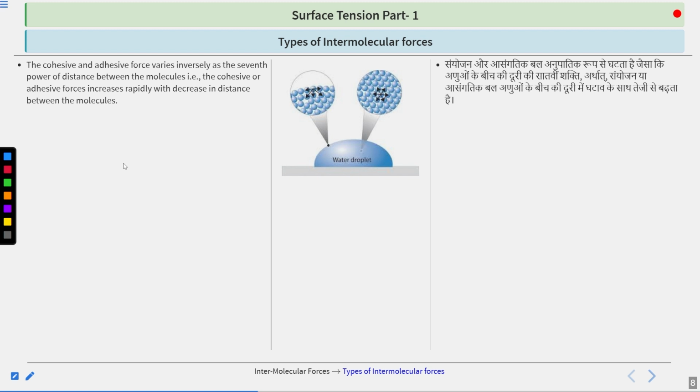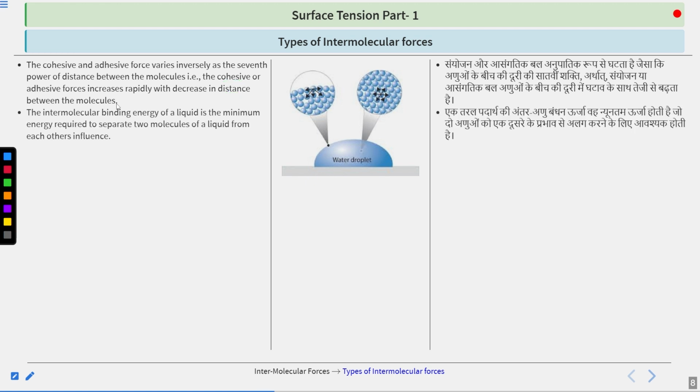The cohesive and adhesive force varies inversely as the seventh power of the distance between the molecules. Therefore, the cohesive or adhesive force increases rapidly with decrease in distance between the molecules. So if the distance between the molecules is higher, automatically the cohesive or adhesive forces will be lower. If the distance between the molecules is lower, automatically the cohesive or adhesive forces will be higher. So it totally depends upon the distance between the molecules.